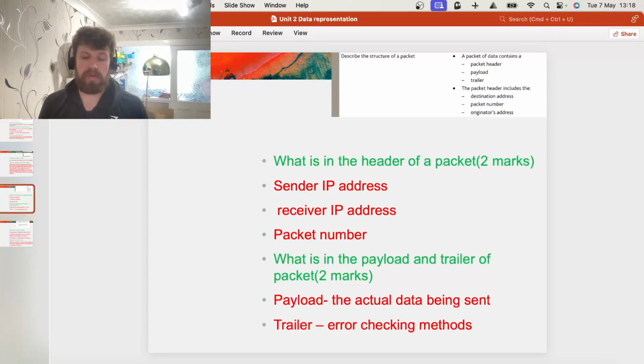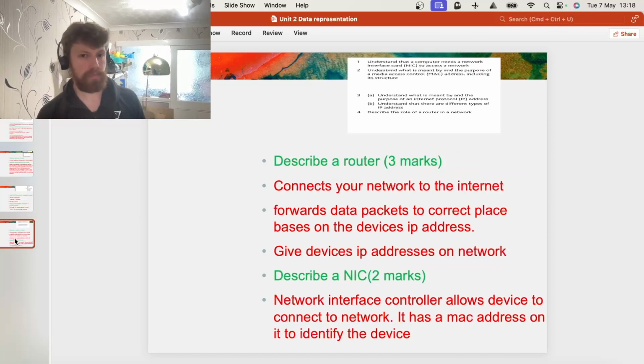They also may ask you for the structure of the data packets. In the header of the packet, you've got the sender IP, the receiver IP, and the packet number. In the payload and the trailer, you've got the actual data, and the trailer is going to have error checking methods. Final parts, which is what does the router do?